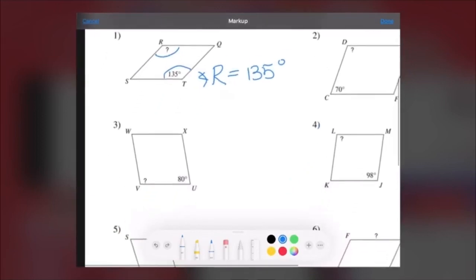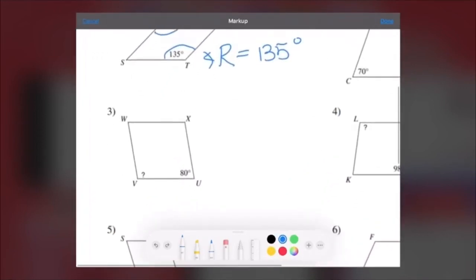So, then let's move on to number three. Number three, we know that we have to find angle V, and angle U we know is 80. In properties of parallelograms, we know that adjacent angles are supplementary, which means they add up to 180 degrees. So angle V plus angle U is 180. So we just do 180 minus 80, and we get 100 degrees. That's it. And that's what angle V is. Alright.